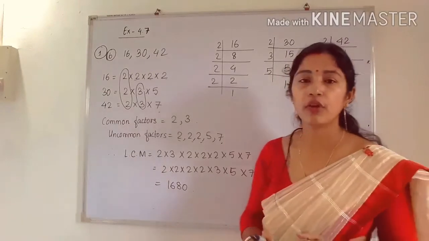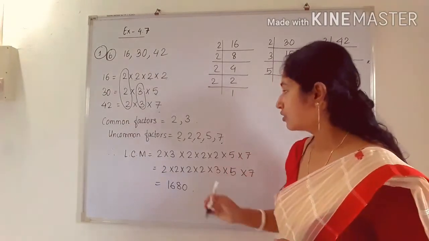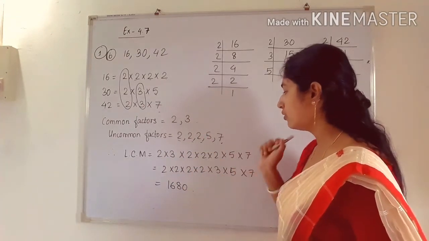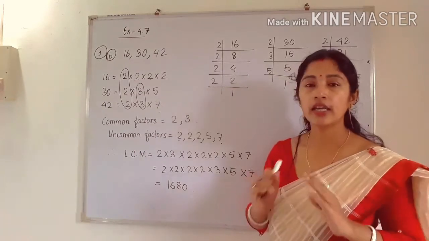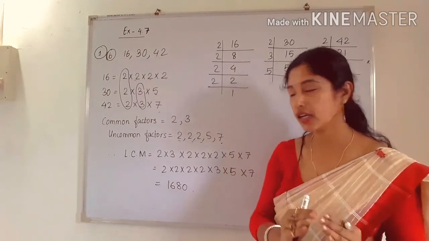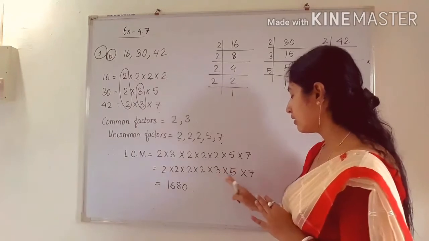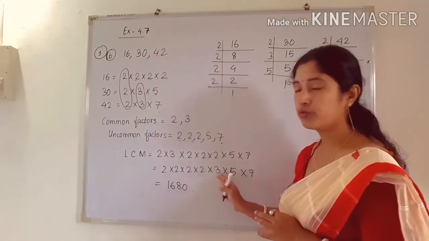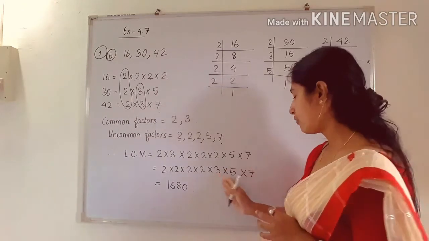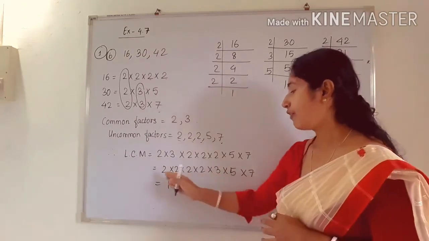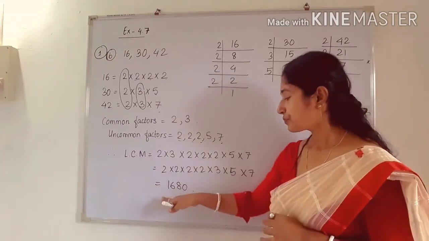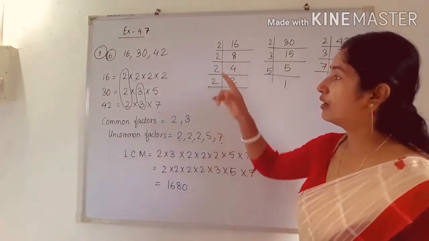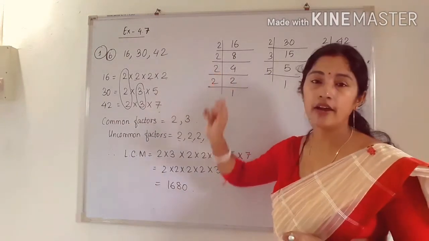Now you have to multiply the common and uncommon factors. So we are multiplying here 2 into 3 into 2 into 2 into 2 into 5 into 7. Now what I am doing? Again I am collecting all the 2s separately. Then 3, then 5, then 7. There are no common numbers for 3, 5 and 7, so you have to write them separately like this. After multiplying all these numbers, we will get 1680, which is the LCM of 16, 30 and 42.